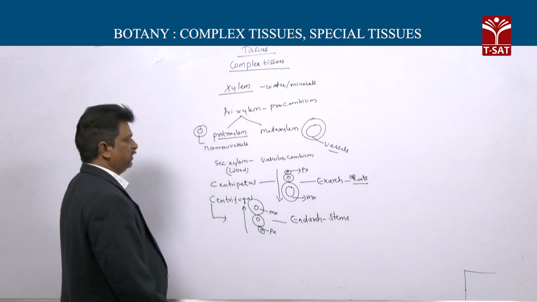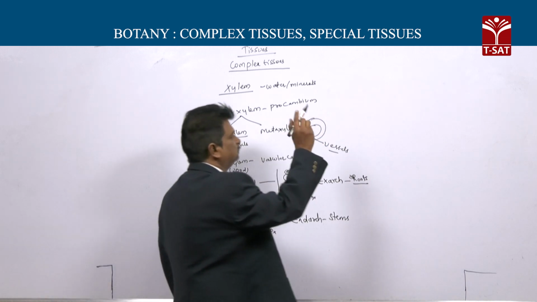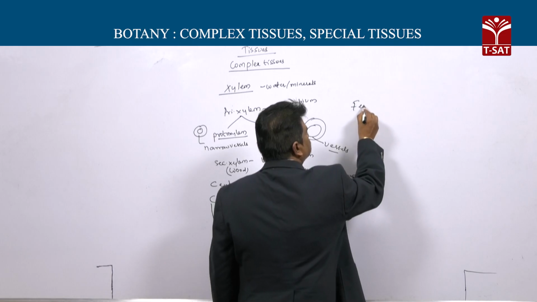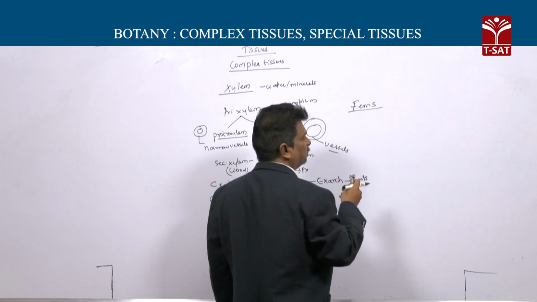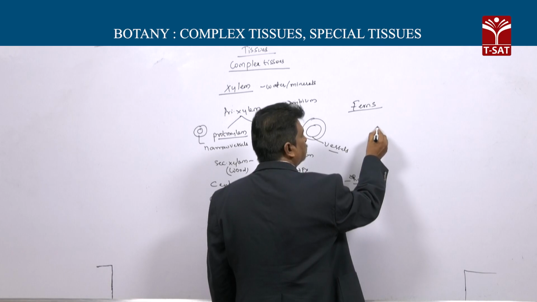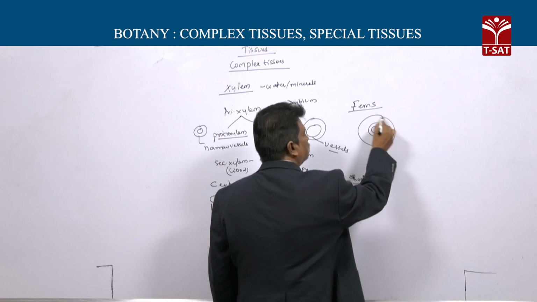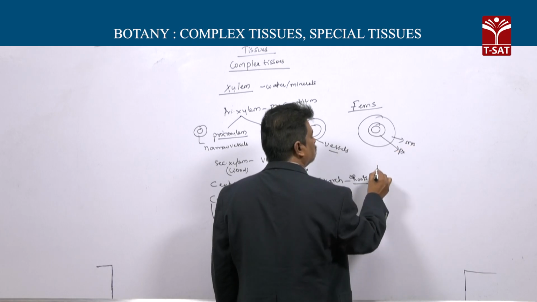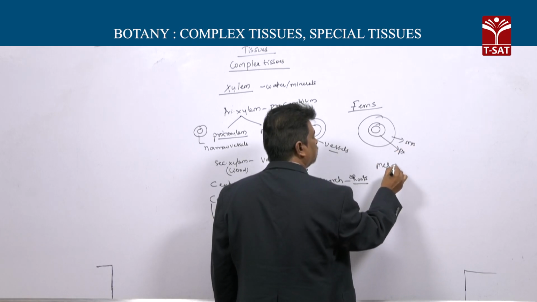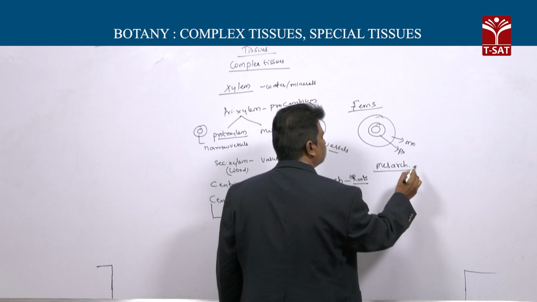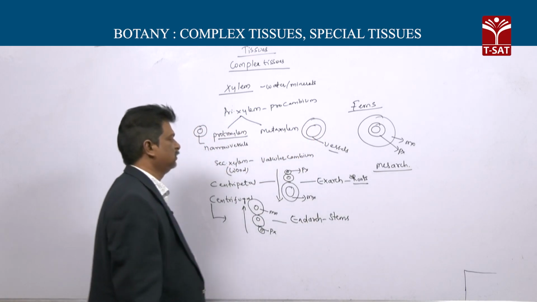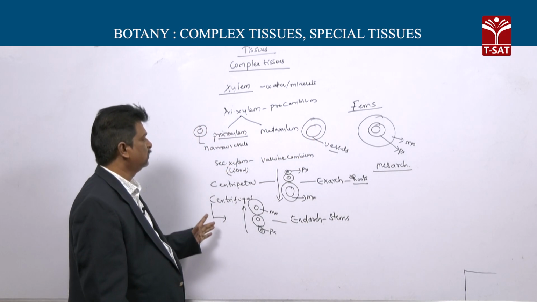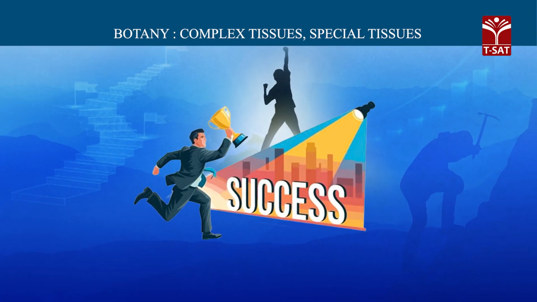In some primitive plants like ferns, both centripetal and centrifugal differentiation take place. Because of centripetal and centrifugal differentiation, the protoxylem is surrounded by metaxylem. Such a condition is called mesarch. So these are the types of xylem.